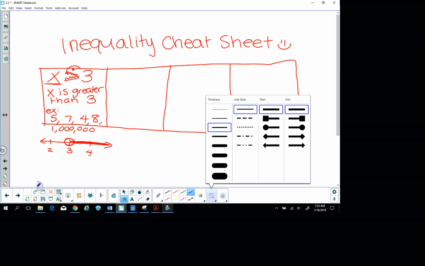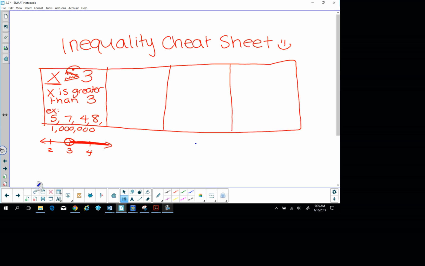Now let's try the next one. So we're going to do x. And it could also look like this, right? 3 is greater than x. Same with this one. Make sure you know that's why you can't memorize the signs. These mean the same thing, right? The mouth is eating 3.